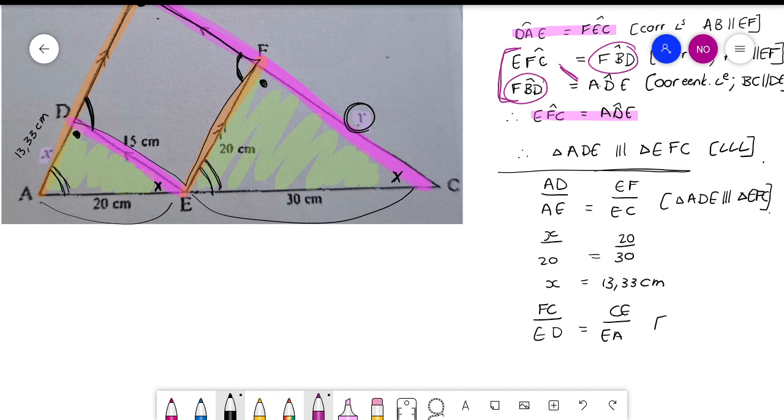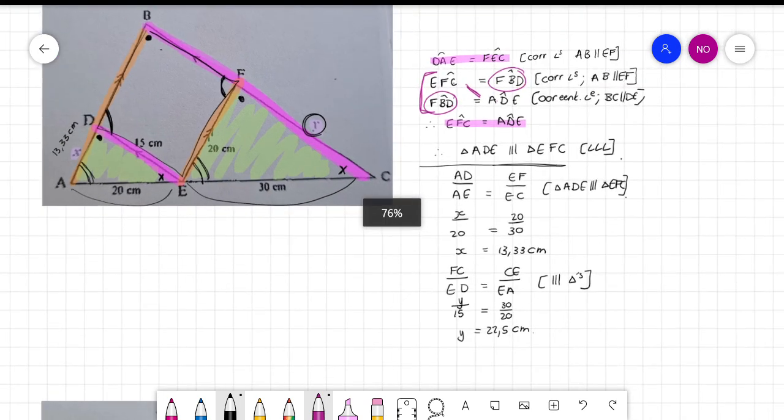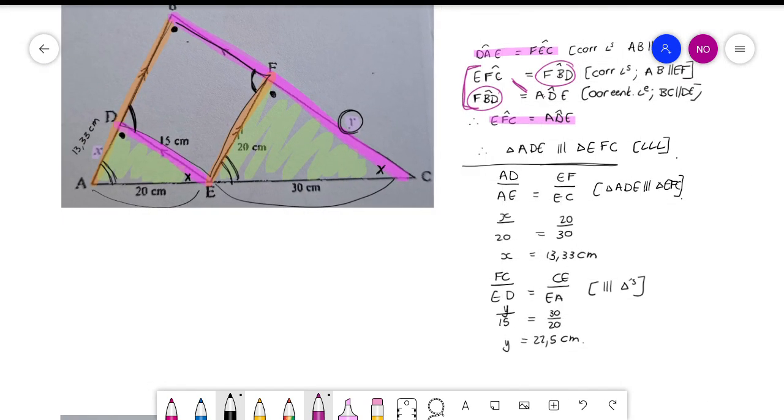And once again, those similar triangles. Then 2,5.